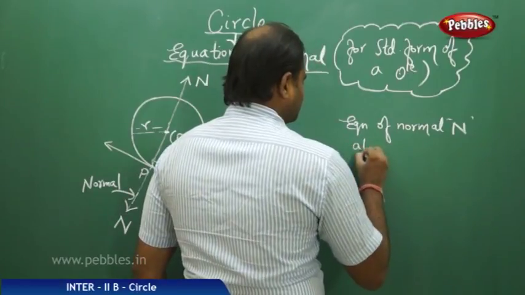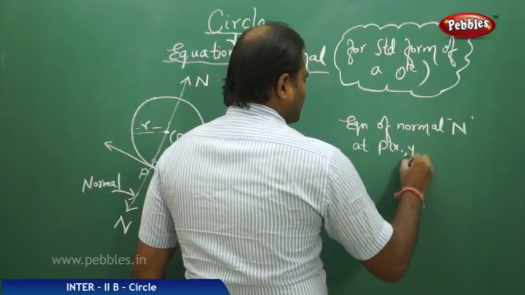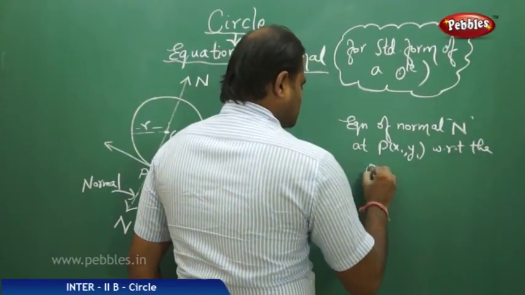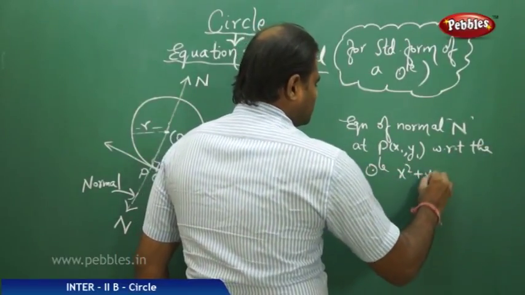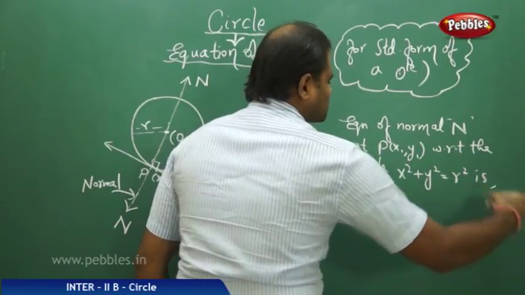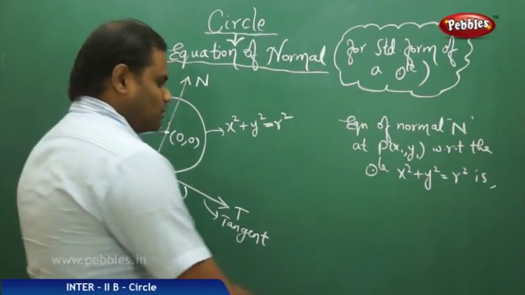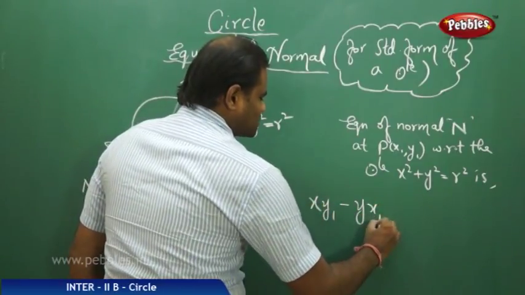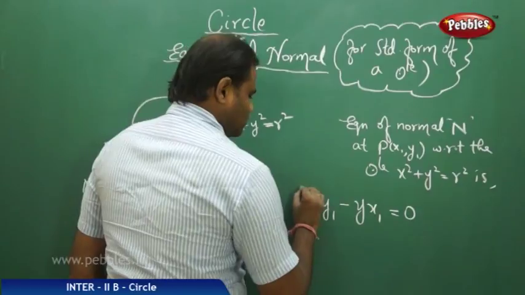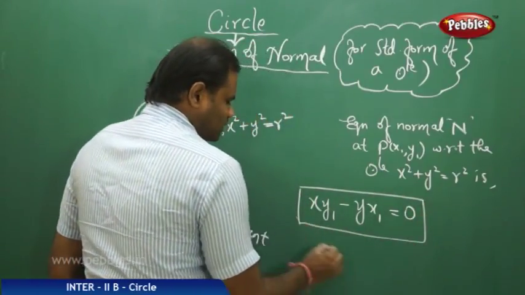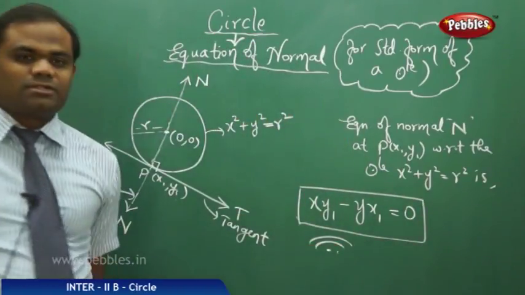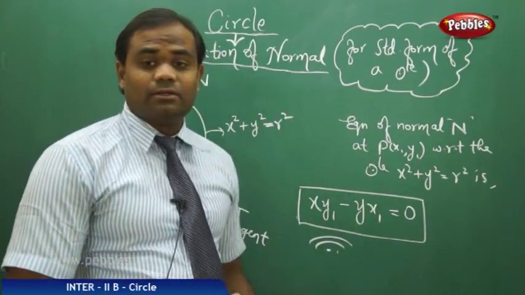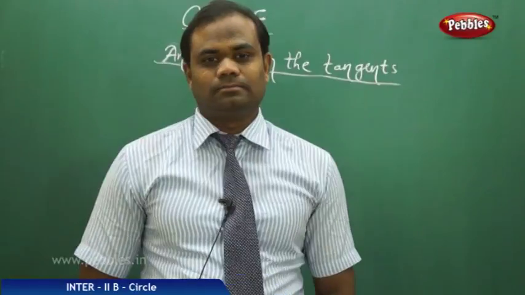at P(x1, y1) with respect to the circle x squared plus y squared equals r squared is given by the formula x y1 minus y x1 equals 0, which we get from the standard form of the circle. x y1 minus y x1 equal to 0 is the equation of the normal.